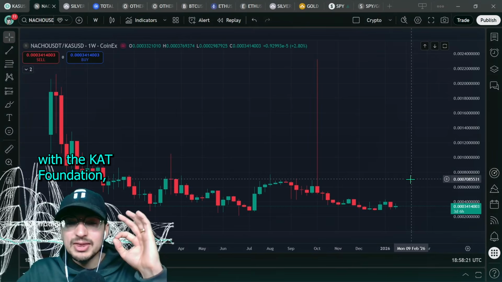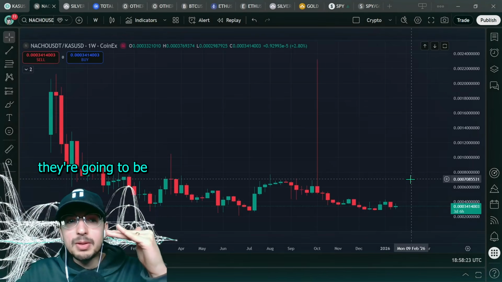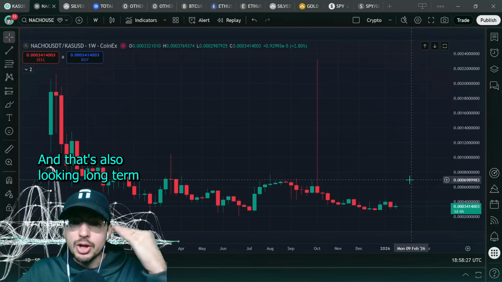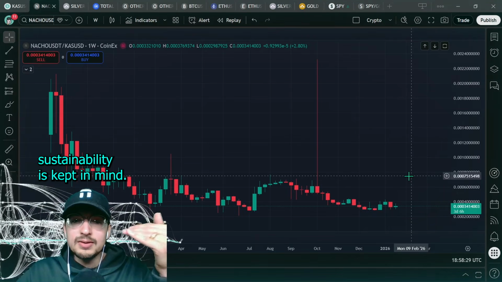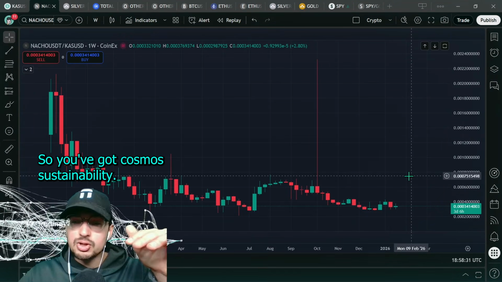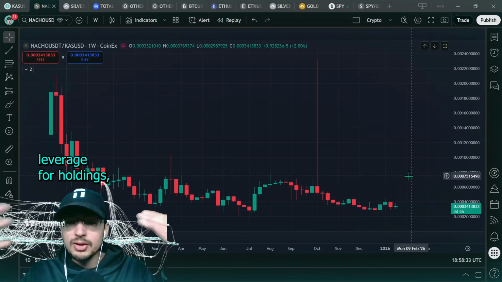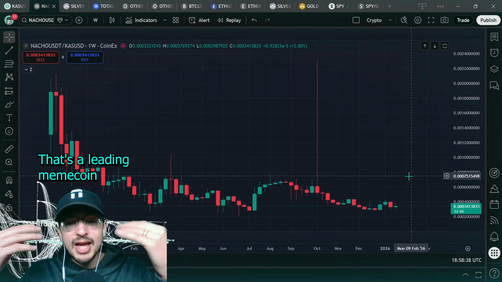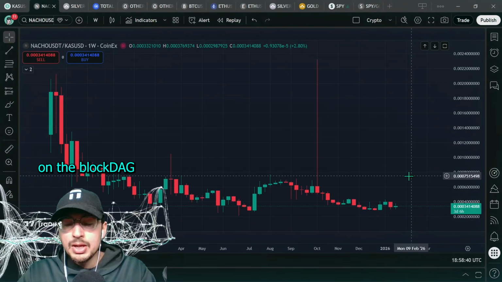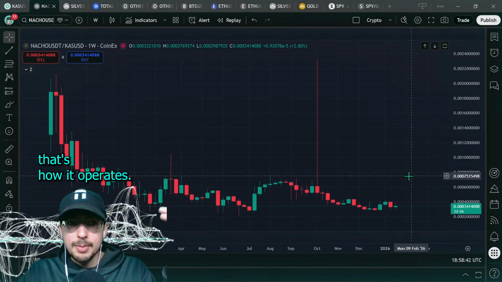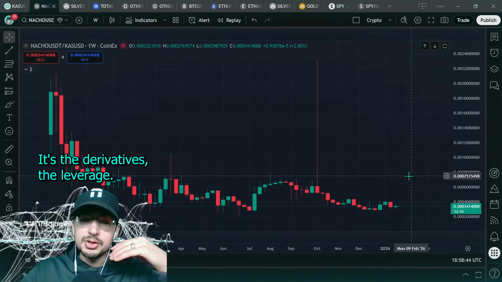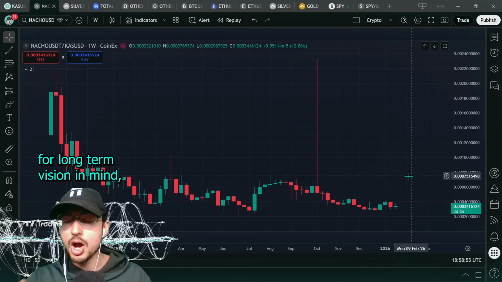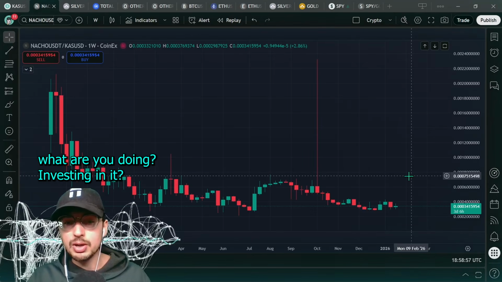And eventually with the Cat Foundation, they're going to be running Nacho the Cat as well with a DAO. And that's also looking long-term. That's how sustainability is kept in mind. Okay, so you've got Kaspa sustainability. If you want to leverage your holdings, maximize it with a derivative of Kaspa, that's a leading meme coin on the blockDAG. The leading meme coin of every single chain, that's how it operates. It's the derivative, it's the leverage. You've got to think long term. And if whatever token is not built with long-term vision in mind, what are you doing investing in it?